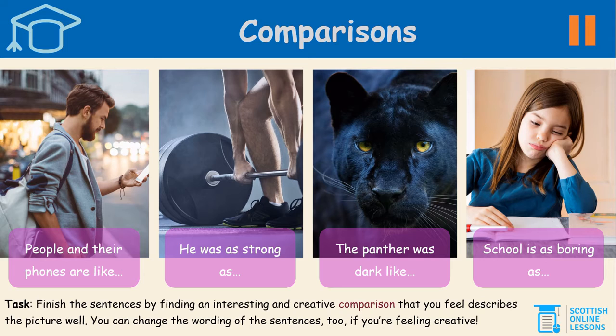Here are the 4 pictures for which I want you to try to write your own comparisons. The first one is a picture of a chap on his phone, and the caption says people and their phones are alike, so I want you to think of a good comparison for that. The next one, he was as strong as, again try to finish off that comparison. Next, the panther was dark like. And then finally, school is as boring as. Even if you don't find school boring, try to think of a good comparison for that one.